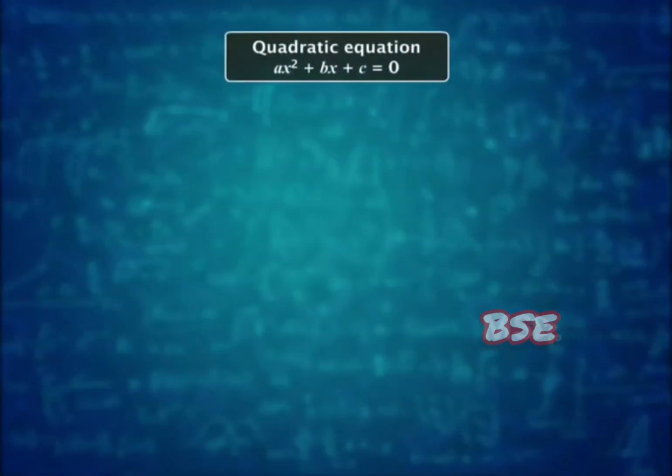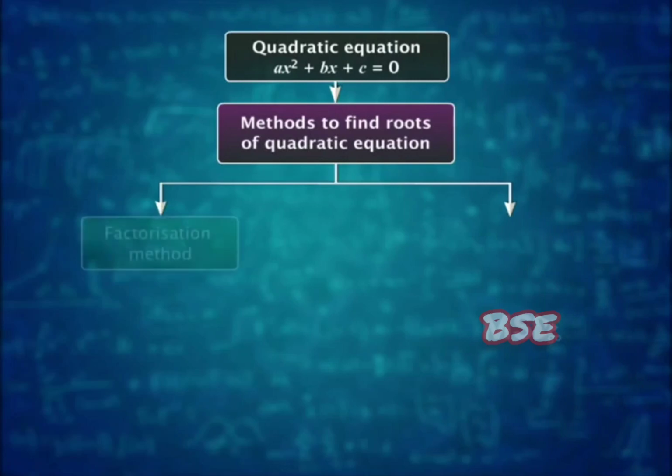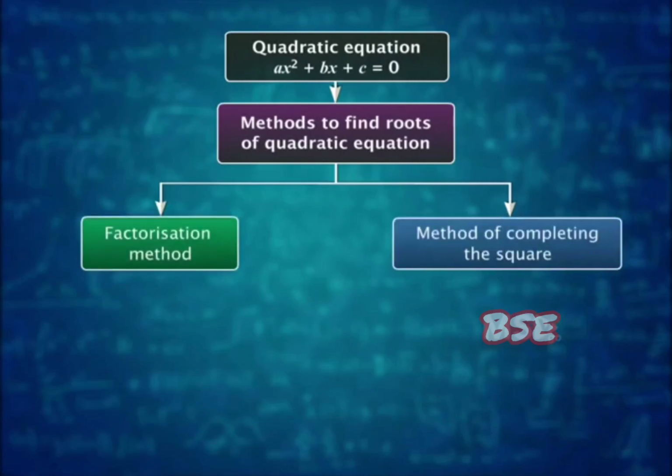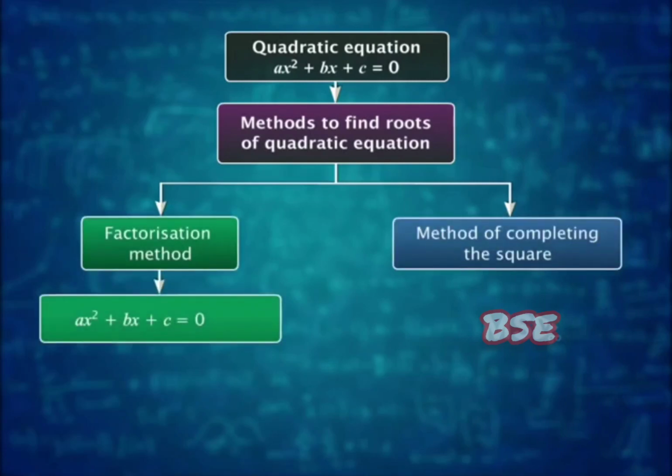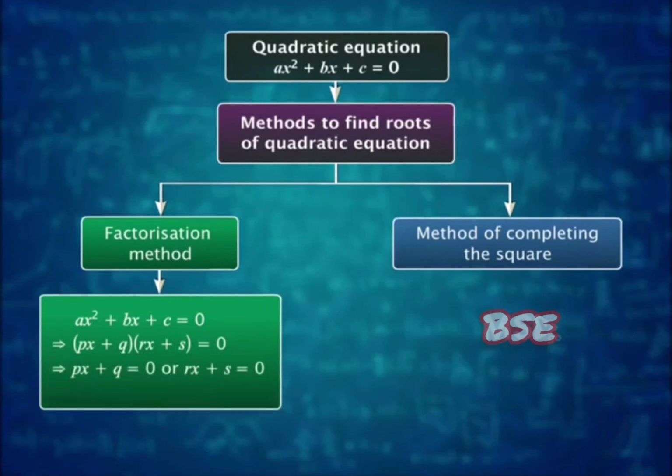You know what a quadratic equation is, and you are also familiar with the two methods used to find its solution or roots: the factorization method and the method of completing the square. In the factorization method, the middle term of the quadratic equation is split into two linear factors. Further, on equating the two factors to zero, the roots of the quadratic equation are obtained.